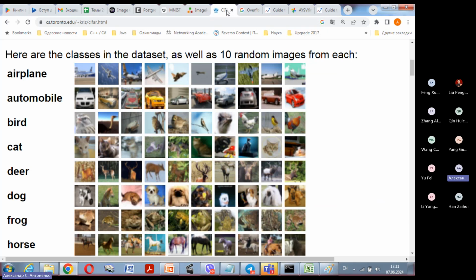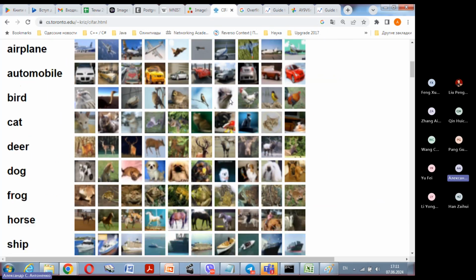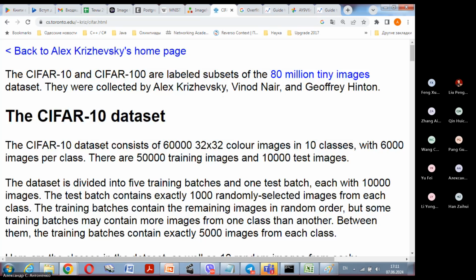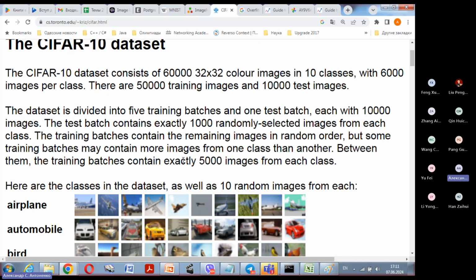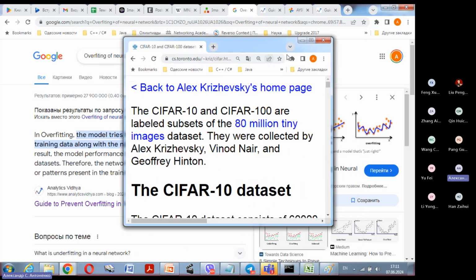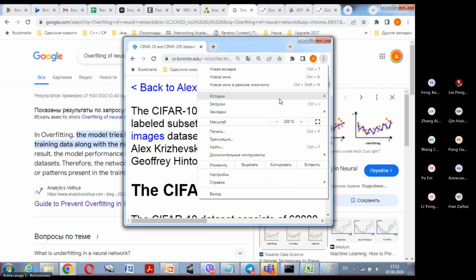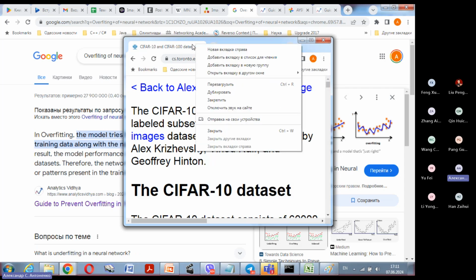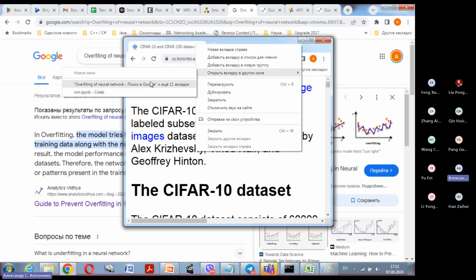So this is our database. It's 10 classes, these pictures. Very simple, very simple, very simple database.